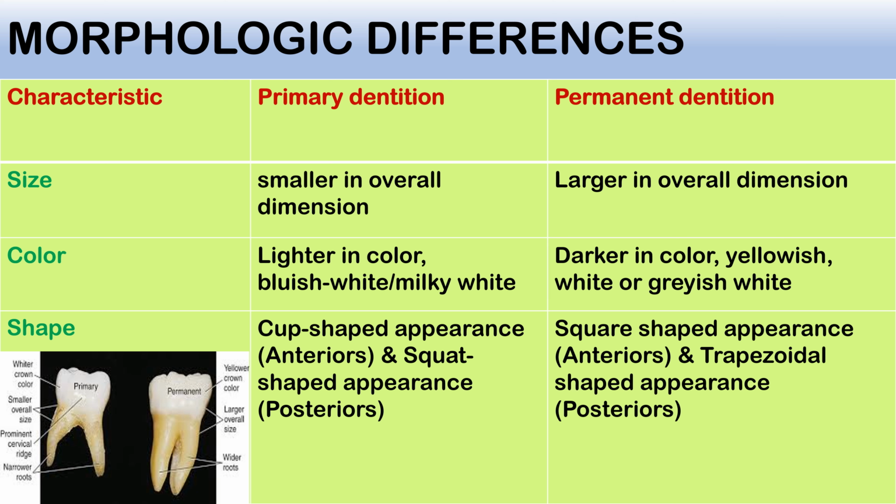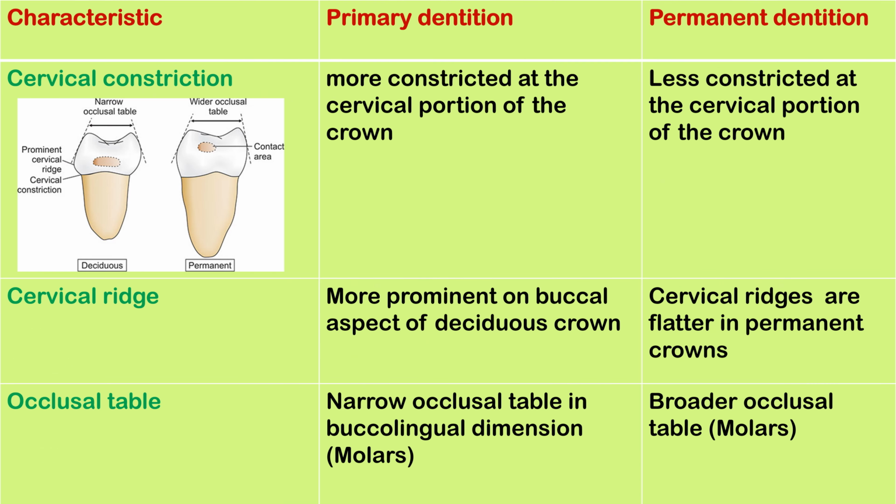Next difference is shape. Primary anteriors appear cup shaped and posteriors square shaped, whereas the permanent anteriors appear square shaped and a trapezoidal shape is seen in permanent posteriors. Talking about the cervical constriction, in primary dentition, the crown is more constricted in the cervical area, but in permanent dentition, we can see that it is less constricted at the cervical portion of the crown.